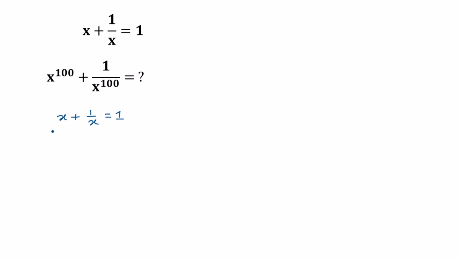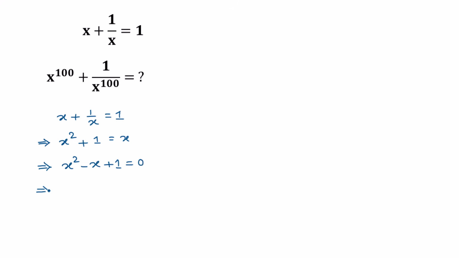Now multiplying both sides by x, we can write x times x is x square plus 1 over x times x, this x will cancel and it will remain 1, is equal to 1 times x is x. So multiplying both sides by x, we will get this. Now taking this x to the left side, we will get x square minus x plus 1 is equal to 0.